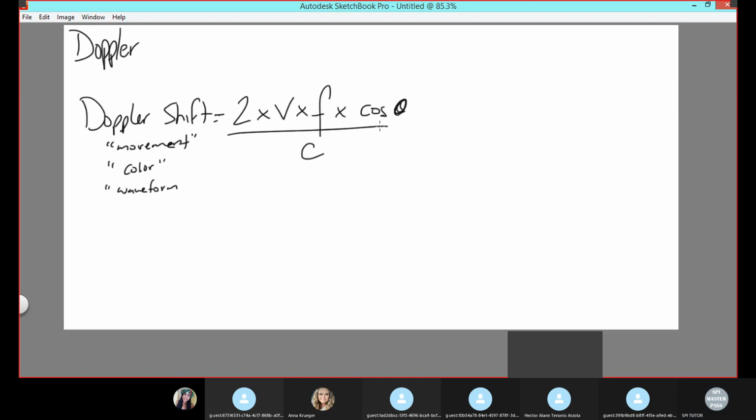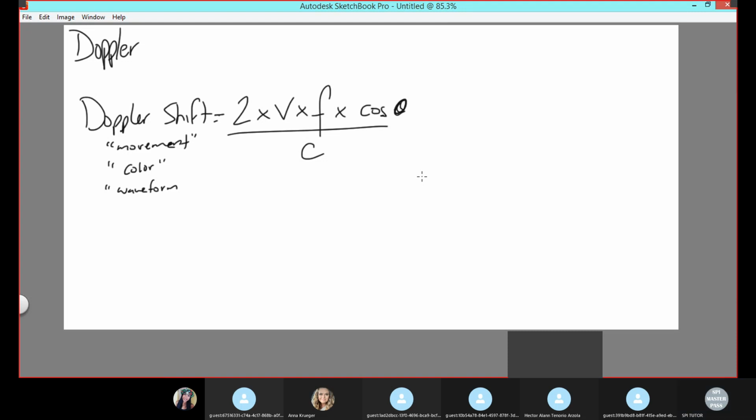Okay. The only one that's a little bit tricky is the cosine of the angle. Now, the cosine of the angle is directly related to the Doppler shift. The thing is, you are never going to be given the cosine value of the angle. The exam is not going to say, oh, your cosine was this, and now your cosine is this. Did it go up or did it go down? It doesn't say that. Instead, they give you angles, and they'll tell you your angle went up or your angle went down.